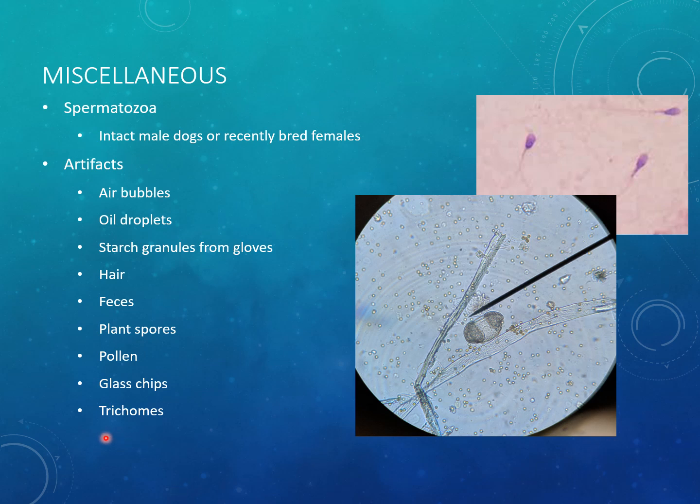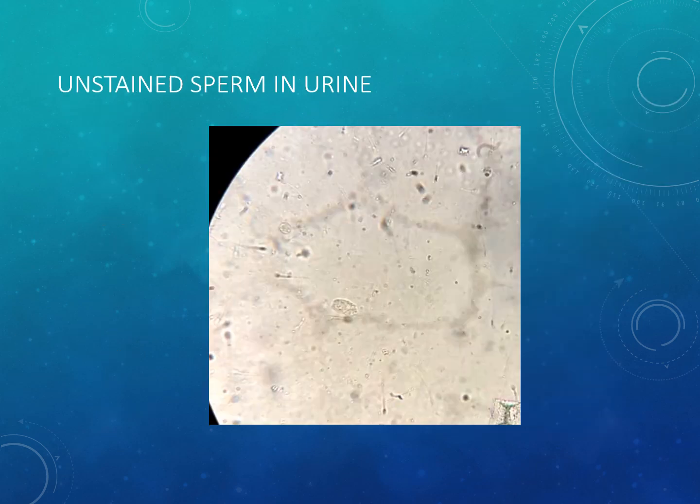Trichomes are another thing that you can see on a slide of unstained urine. All of these, this is unstained, this is stained. And I'll talk about trichomes on the next couple slides. In this slide, I just wanted to show you guys what unstained sperm looks like. So you can see a few of them traveling around on this slide, and usually they will be moving. We have one here, we have one here, we have one here.